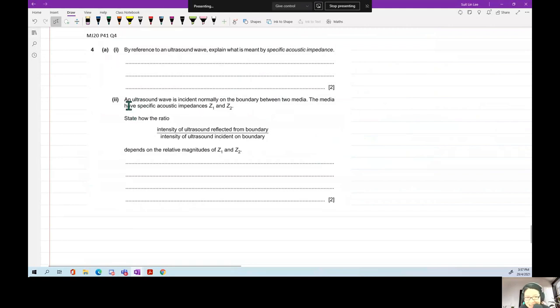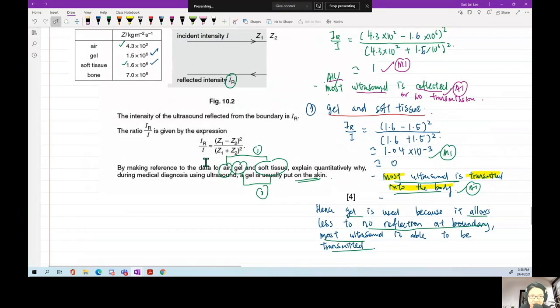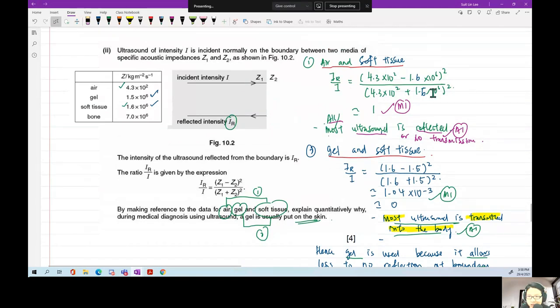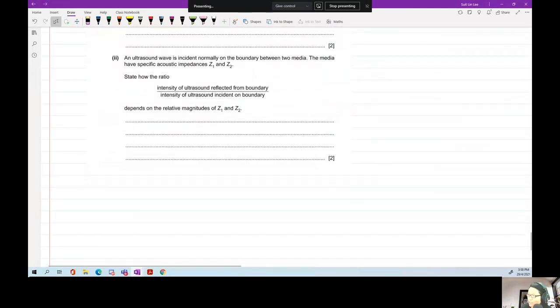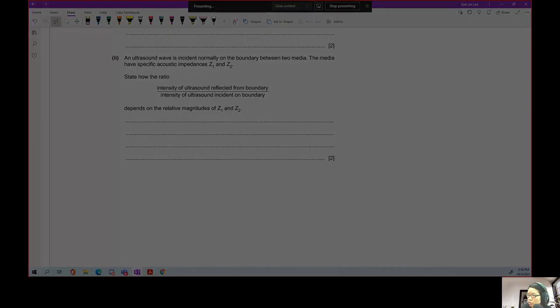By reference to ultrasound wave, explain what is specific acoustic impedance. Skip, you do it. Ultrasound wave is incident normally on the boundary. You have Z1, you have Z2. State how the ratio of the intensity IR over I depends on Z1 and Z2. We just calculated how IR over I depends on the relative magnitude of Z1 and Z2. This one, 10 to the power of 2, 10 to the power of 6, Z1 is bigger than Z2. This one, 1.5 and 1.6, Z1 is more or less equal to Z2. Write your own conclusion, then check the mark scheme to see whether you are okay. I am going to jump to B.